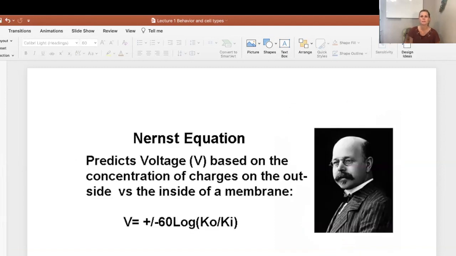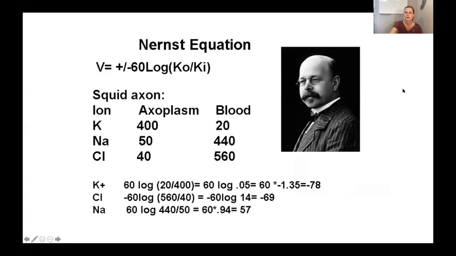Okay, so we're going to talk about a model here. This model is basically the reason that we know these things are true about the differential distributions of these ions and how they drive the action potential. When you have a model in science, it's kind of a metaphor or a simile, like in literature. You have a complex process and you try to make a model to draw a parallel between it and something more simple. So this Nernst equation is a model.